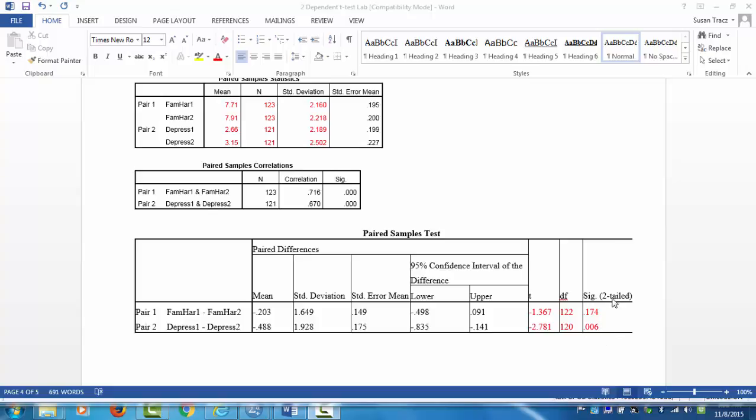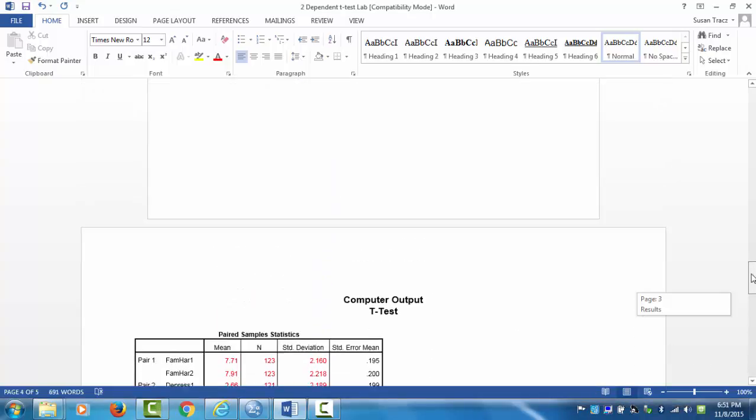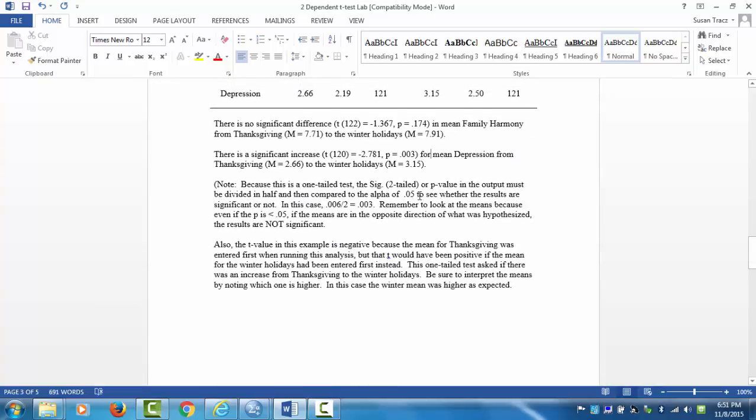Now we have a two-tailed significance, which is what SPSS reports. However, we're asking a one-tailed question. So what we need to do is to take this value 0.006 and divide it in half in order to get the one-tailed significance, which is what we're looking for. And I've explained it here. We're going to take 0.006 and divide by 2. We get 0.003, which we're going to compare to our alpha of 0.05.